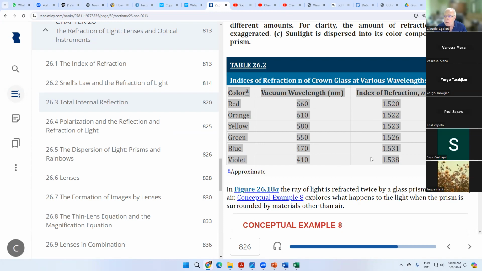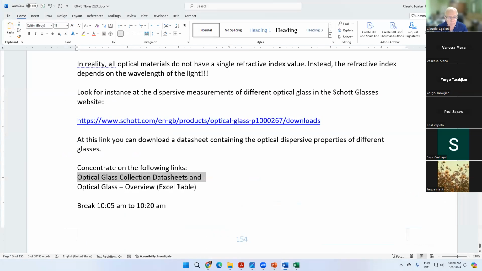And what you have to remember about dispersion is that the refractive index goes with the inverse of the wavelength. The shorter the wavelength, the higher the refractive index. The longer the wavelength, the lower the refractive index, okay? That's what you have to know about dispersion. The refractive index is inversely proportional to the wavelength.